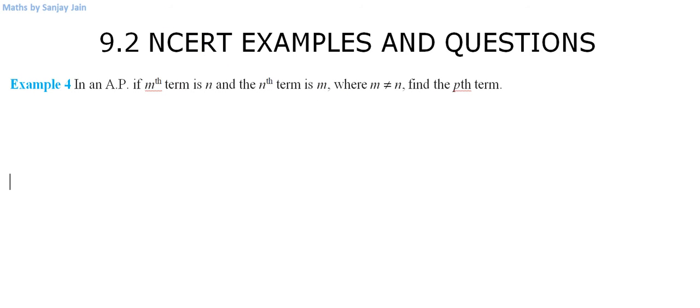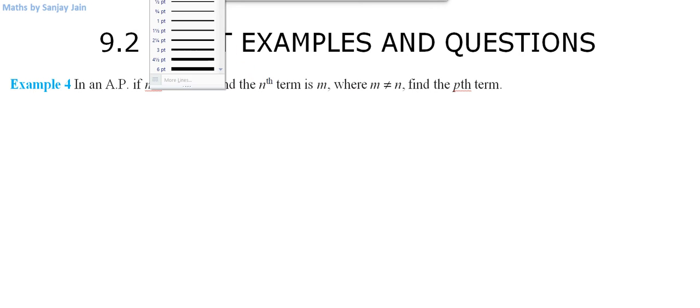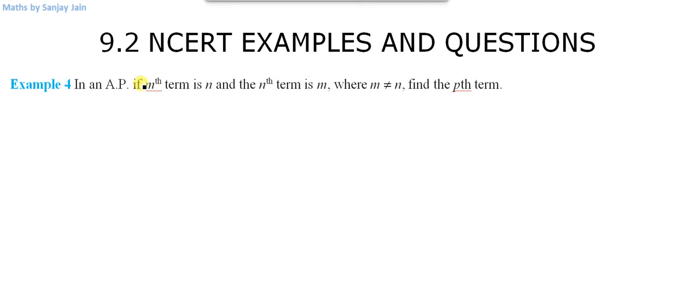Let us start the next exercise, which is 9.2. So the first question that I have is an example, which is this. In an AP, if mth term is n and nth term is m, we need to find the pth term.